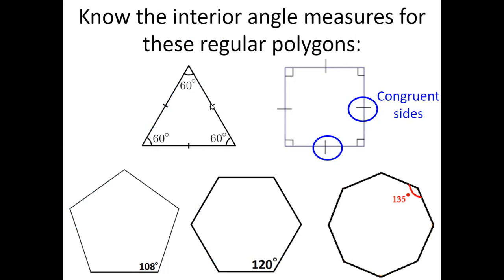These small ticks on the side that you see, as you can see here in the notes, just mean that the sides are congruent. So that means that 1, 2, and 3 measure the same. 1, 2, 3, and 4 measure the same.